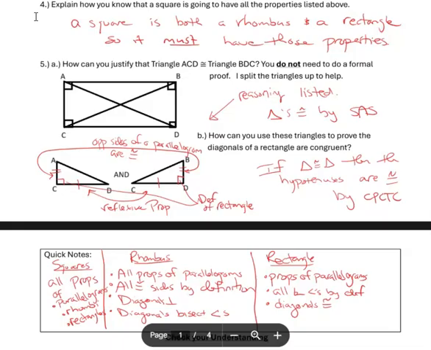Now, number 5. How can you justify that triangle ACD and triangle BDC are congruent? You do not need to write a formal proof. I split the triangles up so that you could see it. Well, you have the right angles by definition of rectangle. The opposite sides must be congruent because it's a parallelogram, and then you have the reflexive property. With that, the two triangles must be congruent by SAS. And then it says, how can you use these triangles being congruent to say the diagonals have to be congruent? Well, by CPCTC, those diagonals have to be congruent as well.